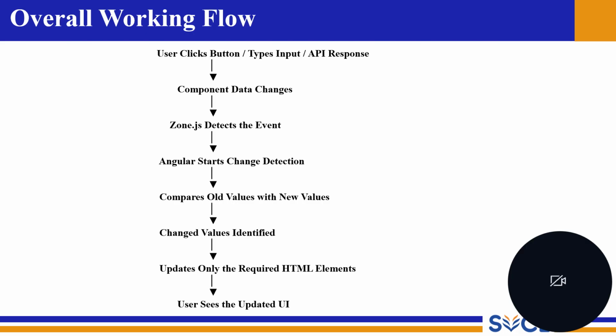So this is the overall working flow of change detection. First, the user clicks, types an input, or an API response arrives. Then component data changes and Zone.js detects the event. Then Angular starts the change detection. Then it compares the old value with the new value. Then it identifies the changed value and updates only the relevant HTML element. Finally, the user sees the updated user interface.